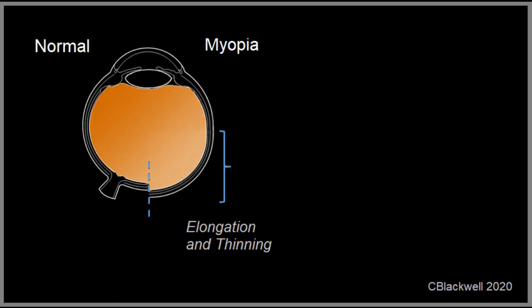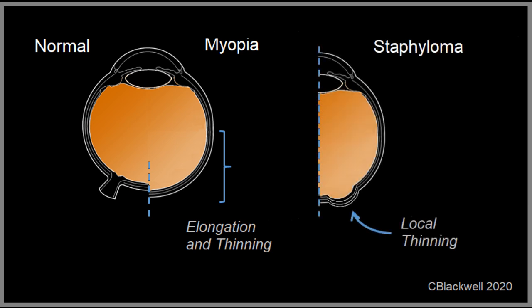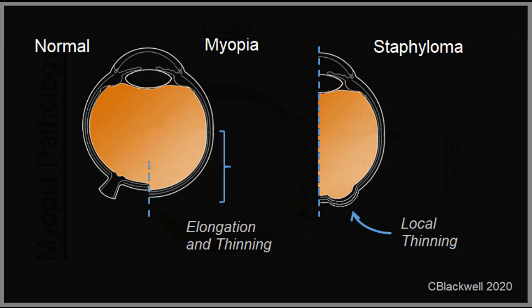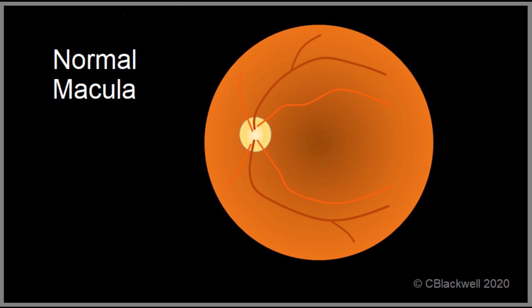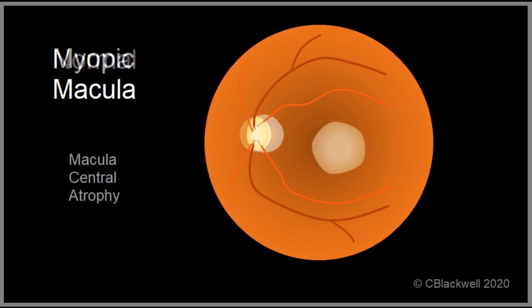This view shows the left half of the eye as normal size and wall thickness, and the right half showing thinning and elongation, causing the refractive error. On the right half eyeball, there is an area of additional localized thinning and bulging, the staphyloma. Like the sclera, the choroid becomes thinner toward the back of the eye. This is associated with atrophy, part of myopic macular degeneration. This is a normal macula and a myopic macula with central atrophy, resulting in loss of central vision.